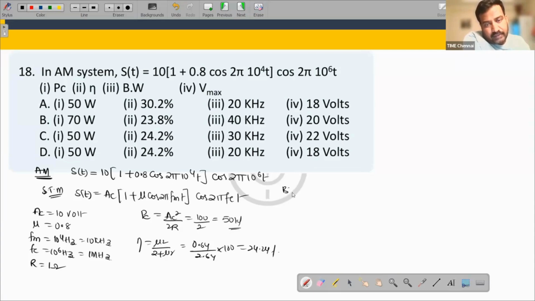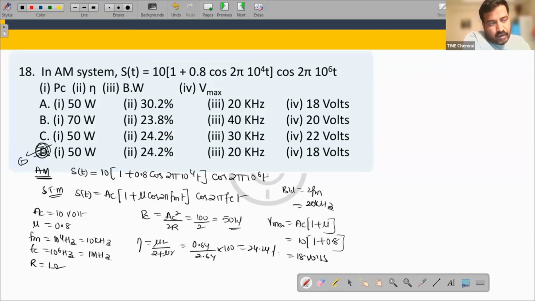Next is bandwidth. Bandwidth of AM is 2 FM. FM is 10 kilohertz. So bandwidth is 20 kilohertz. Next is Vmax. Vmax is AC into 1 plus mu. 10 into 1 plus 0.8. That's 18 volts. So all the options are true for D. Option D is the answer.